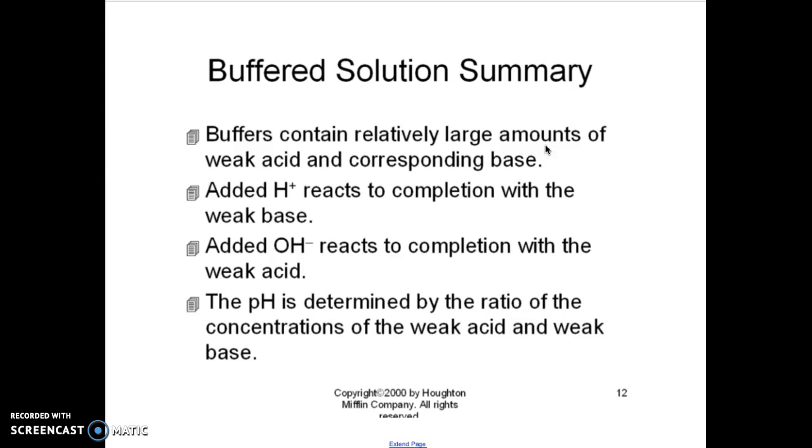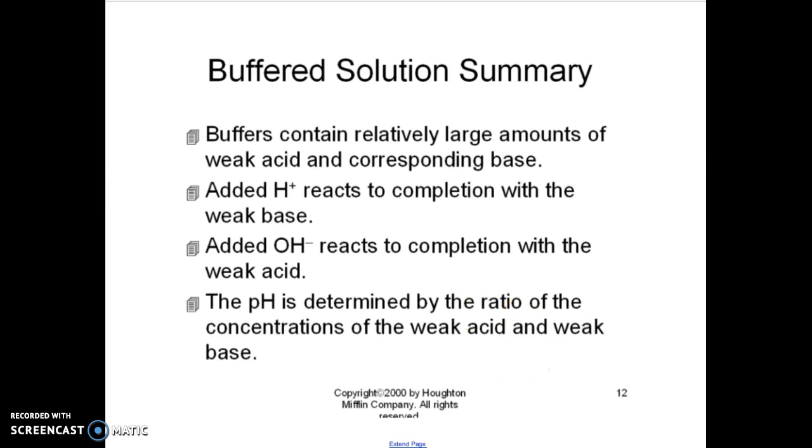So buffers, if you will recall, contain relatively large amounts of a weak acid and its corresponding weak base. The acid reacts with the added hydroxide, and the weak base reacts with added acid. So those two species are what keep the pH from having big swings. The pH is determined by the ratio of the concentrations of the weak acid and the weak base.